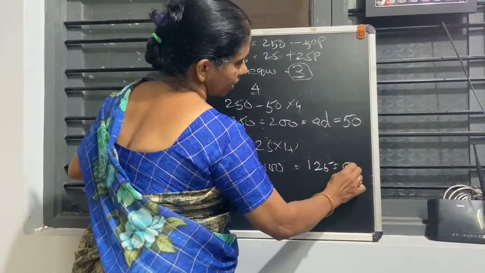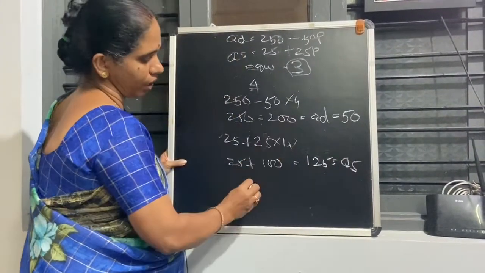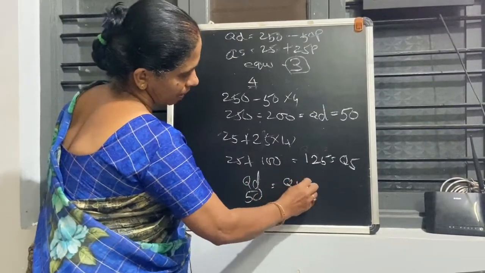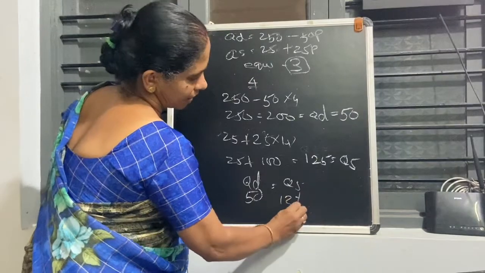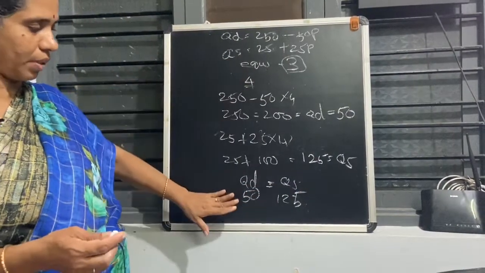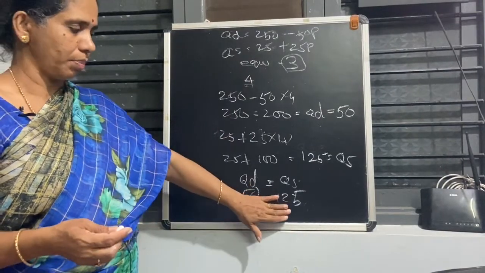So QS is 125. Here QD and QS are not equal, because QD is coming 50 whereas QS is coming 125. Here there is excess supply and demand is less. So if the price is more than the equilibrium price, this will happen: the demand will become less and the supply will become more.